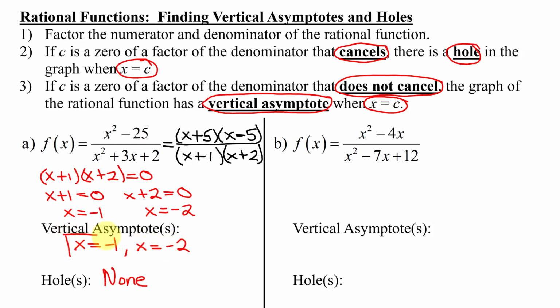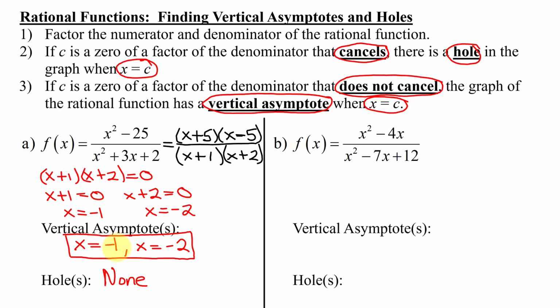Now remember, vertical asymptotes are equations of lines. You can't say the vertical asymptotes are negative 1 and negative 2. Those are numbers. I have to have the equation of a vertical line, which has the form of x equals a number.